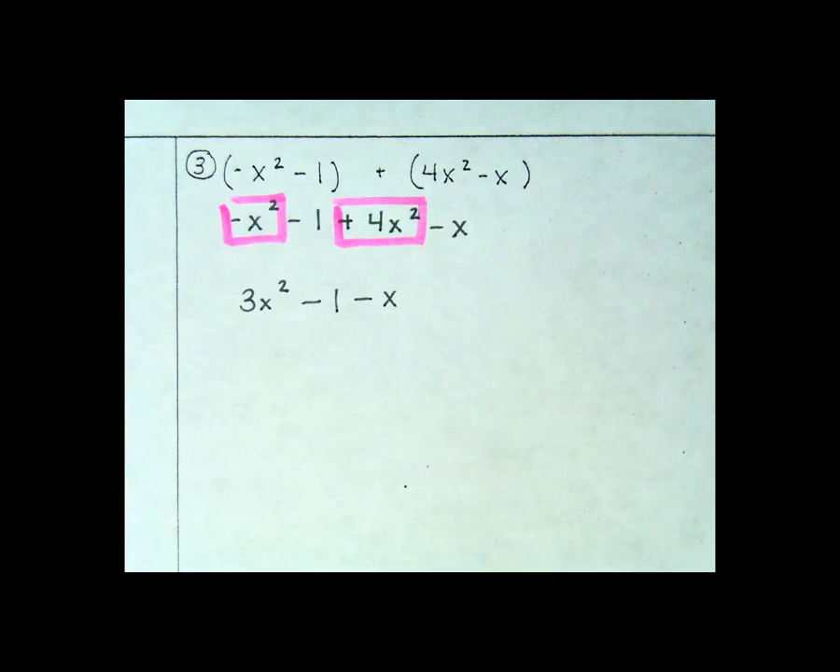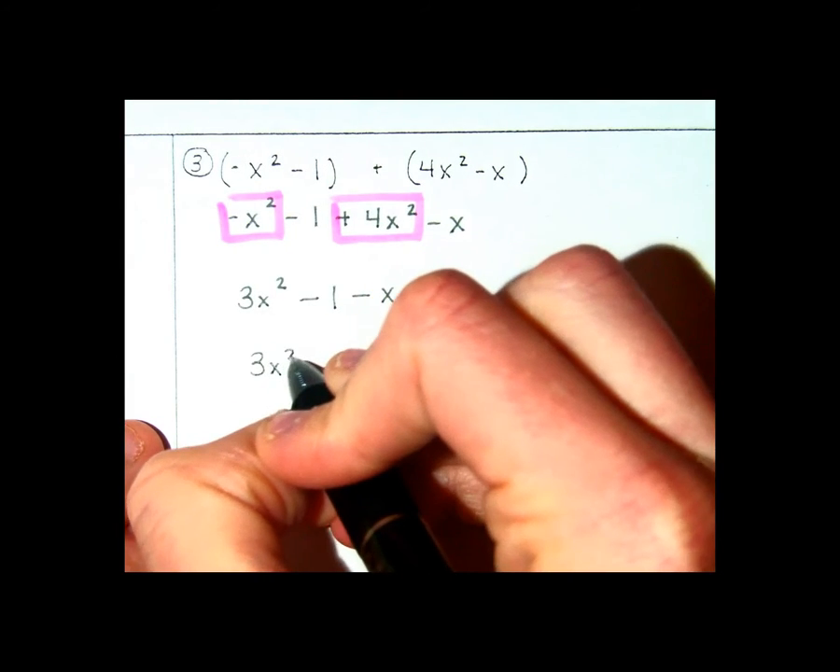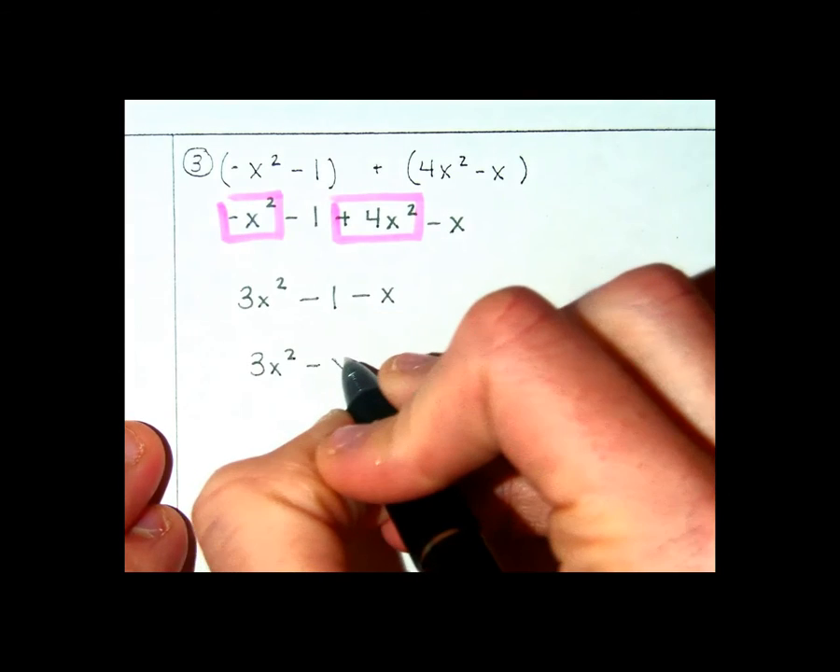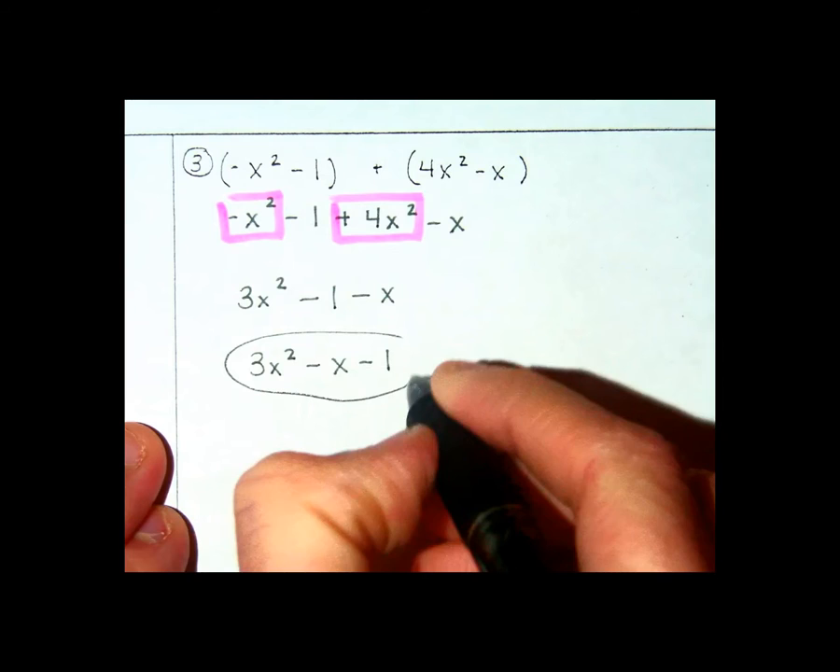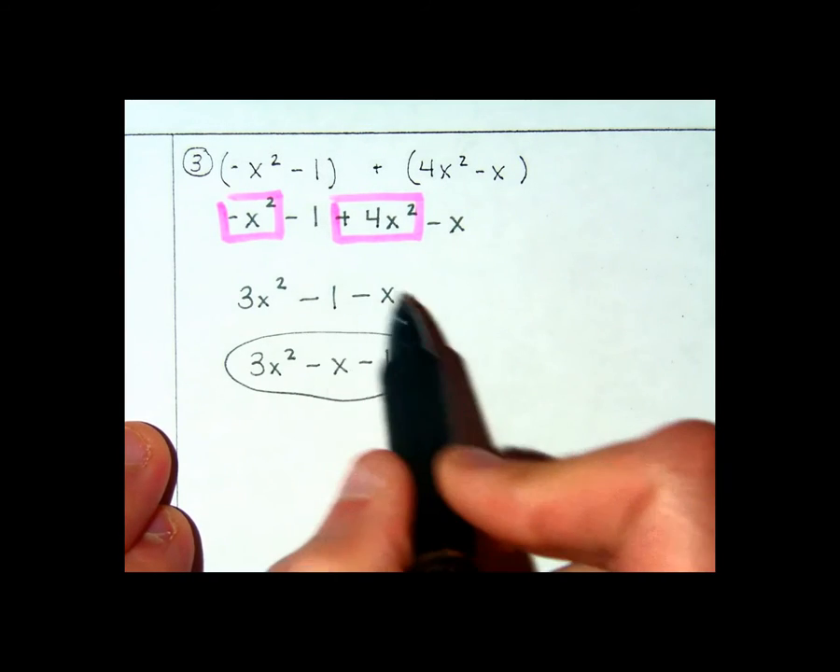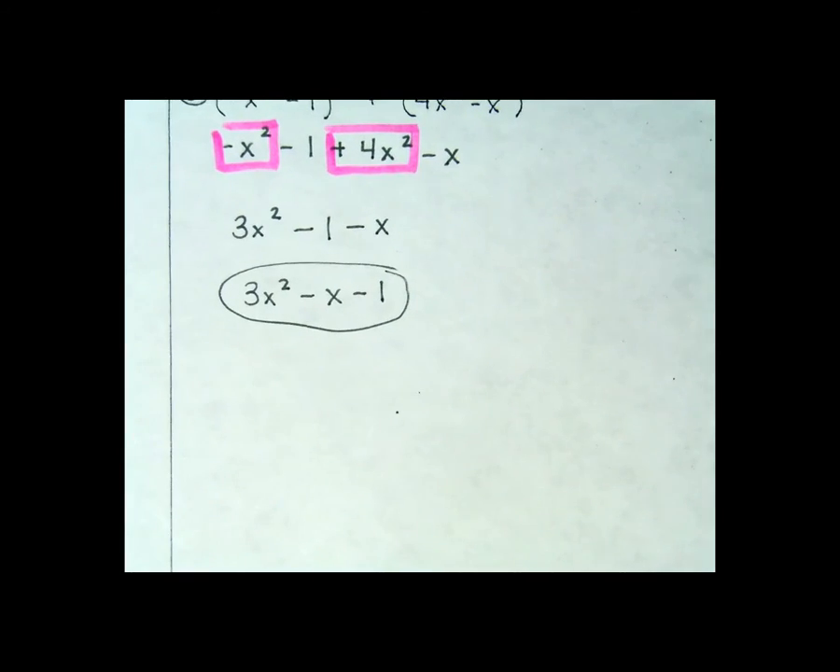Am I finished? What's wrong with this? It's got to be in standard form. X squared, then x, then a number. Most of you probably did that in this step, right? That's fine. I just wanted to make a point. You know how that is.